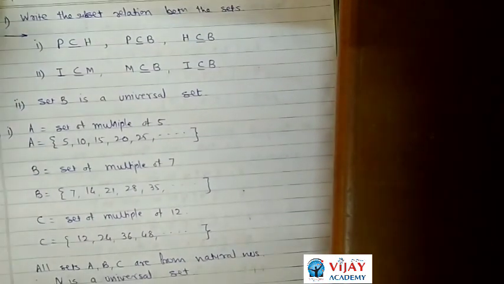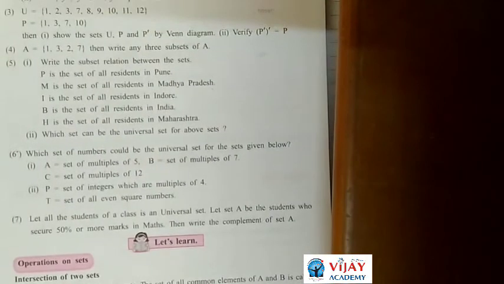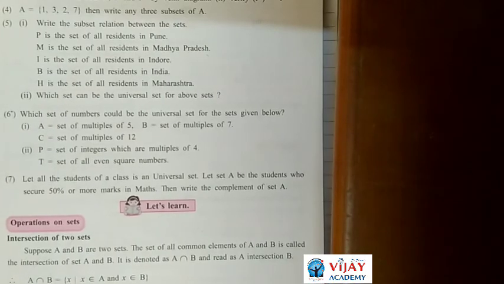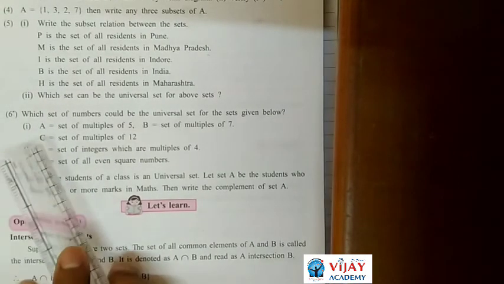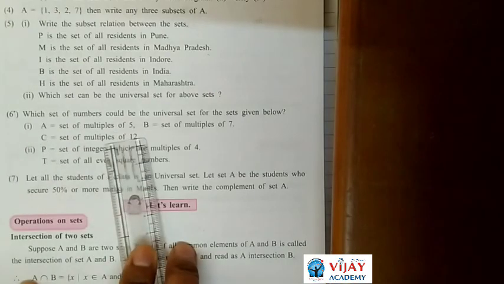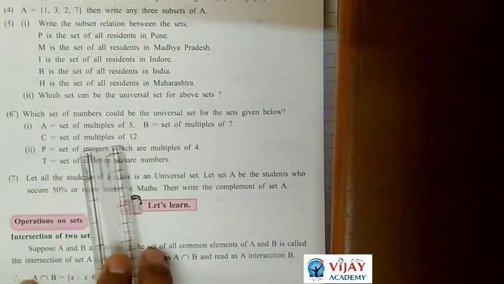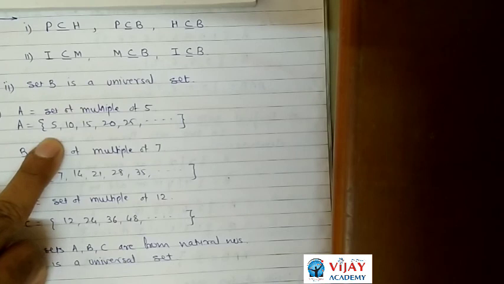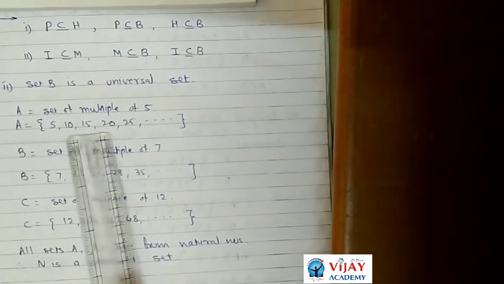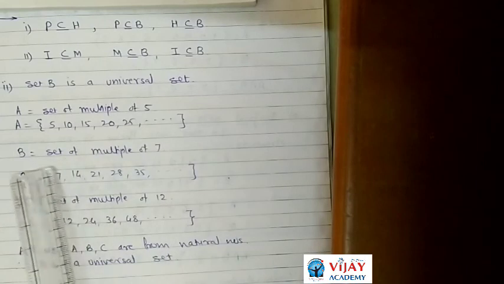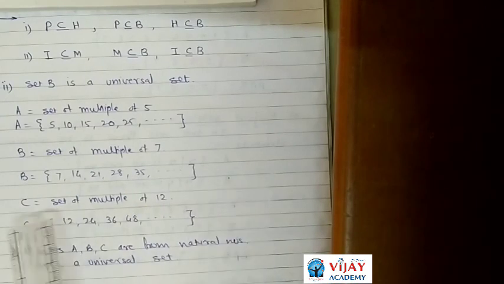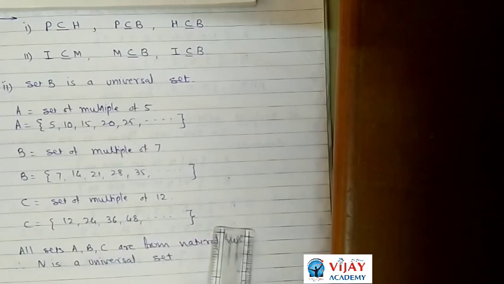Now the last sum is 6(1). It asks which set of numbers could be the universal set for the sets given below. A is the set of multiples of 5, B is the set of multiples of 7 and C is the set of multiples of 12. We can write this as A: multiples of 5: 5, 10, 15, 20, 25, and so on. B: multiples of 7: 7, 14, 21, 28, 35, and so on. C: multiples of 12: 12, 24, 36, 48, and so on.